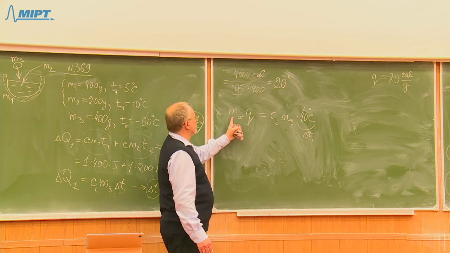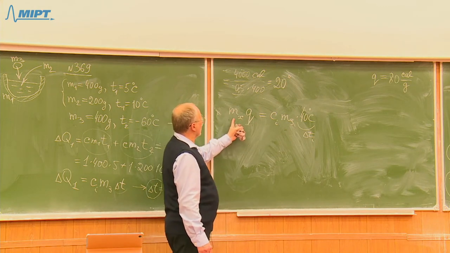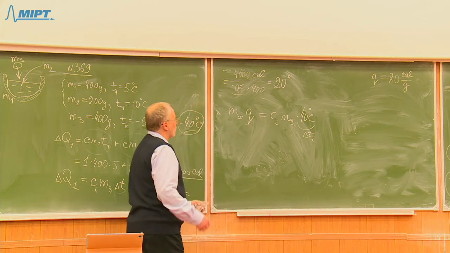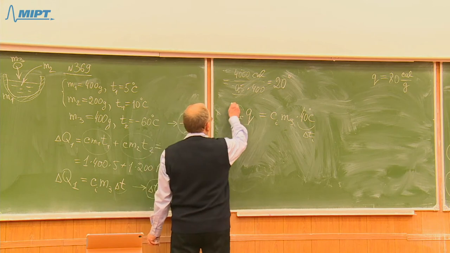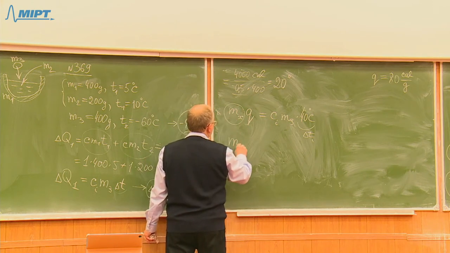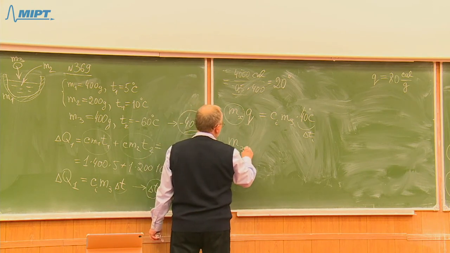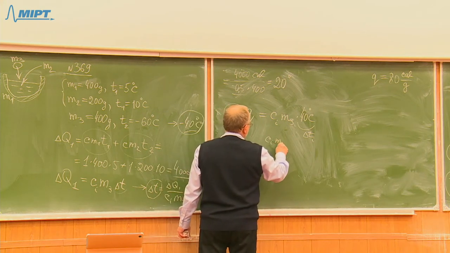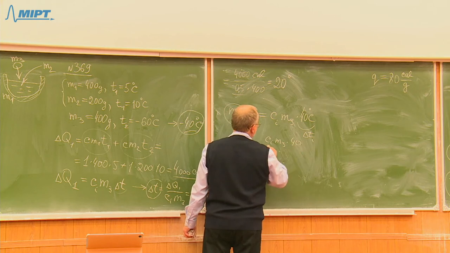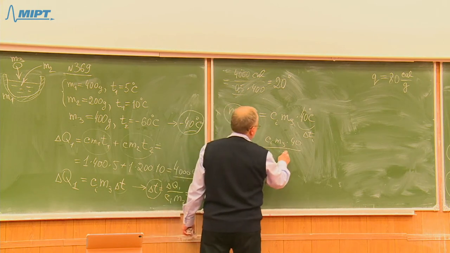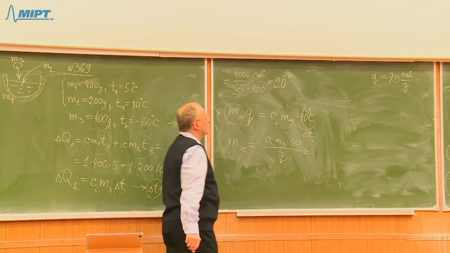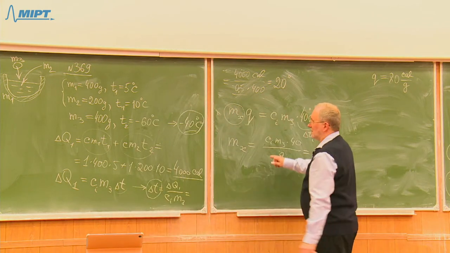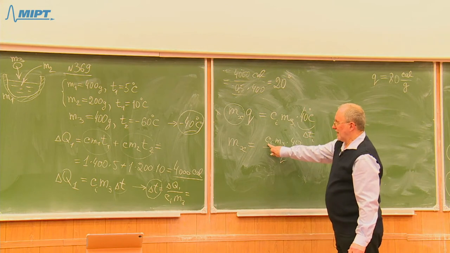Some amount of water, mx, will be frozen. And each gram of water will release this amount of heat energy. So from here, we can calculate the unknown amount of water that will be frozen in this process. And that will be given by Ci m3 times 40 degrees divided by Q. And by substituting numerical values into this formula, we obtain the specific heat of ice.